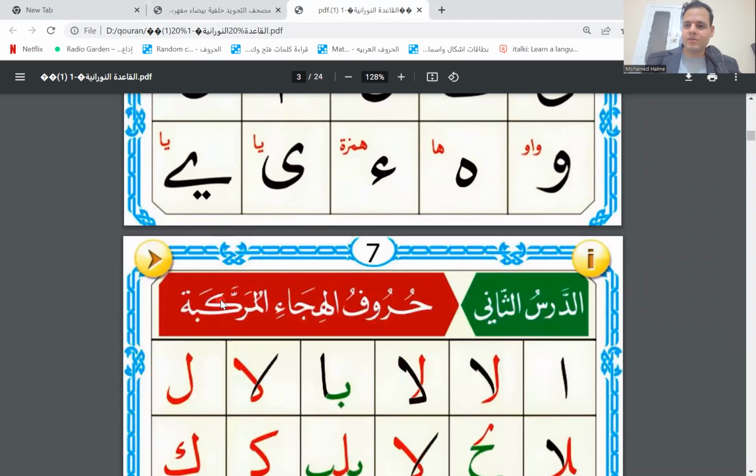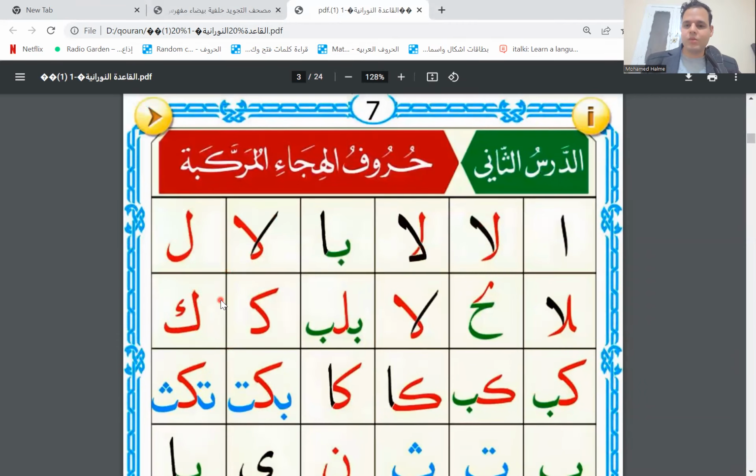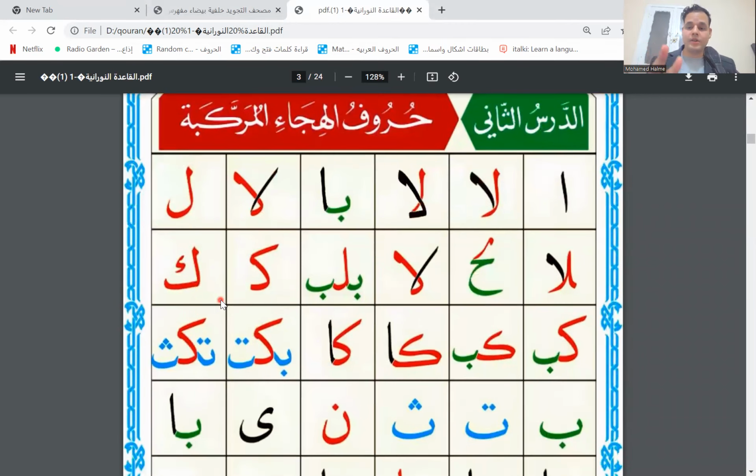All right. Now the second lesson, which is the Arabic alphabet combined together. So let's start. A and la. Okay, and together now: la, a. Again, la, a. There are 5 shapes for the same letter. It could be more than that.